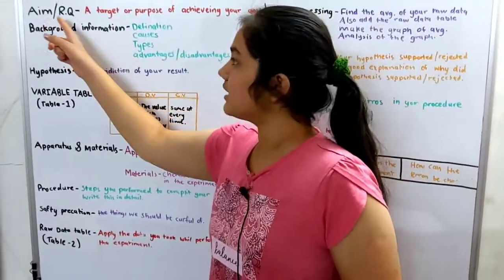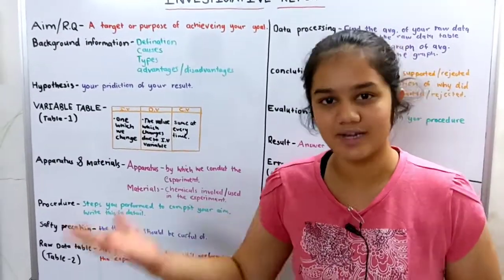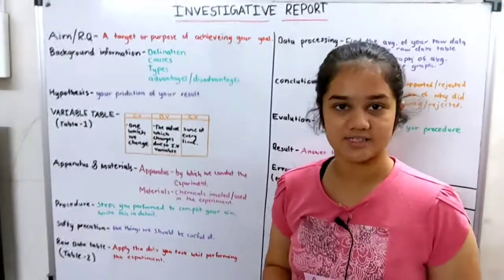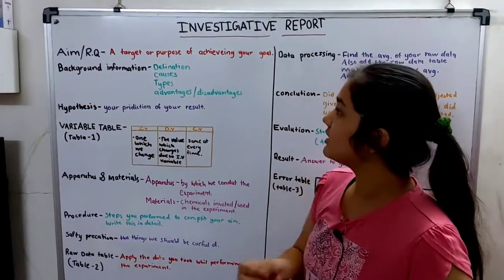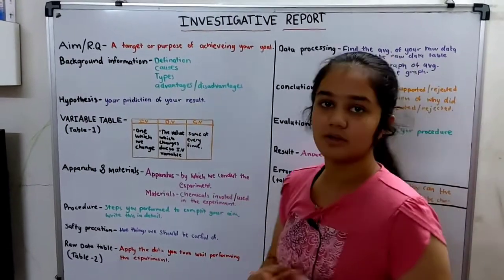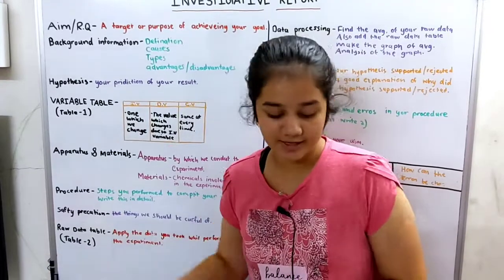First of all, we start with the aim. Aim is also known as the research question. In some places you write aim, in some places you write research question. Both are applicable. In the aim you write a target or a purpose for achieving your goal. What do you want to find out, and what are you willing to find out?